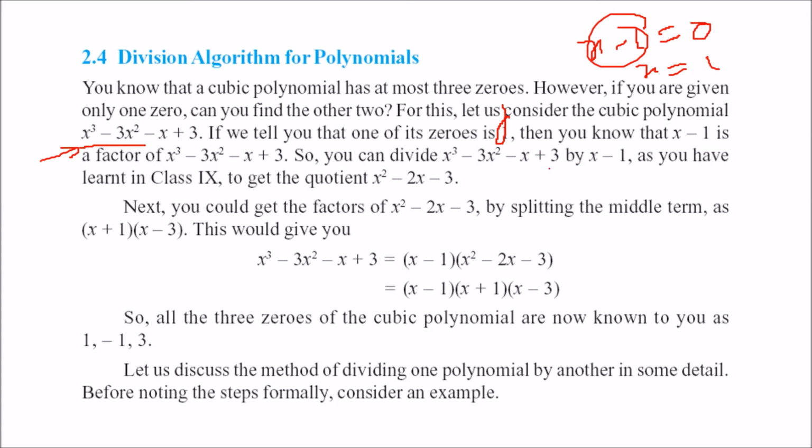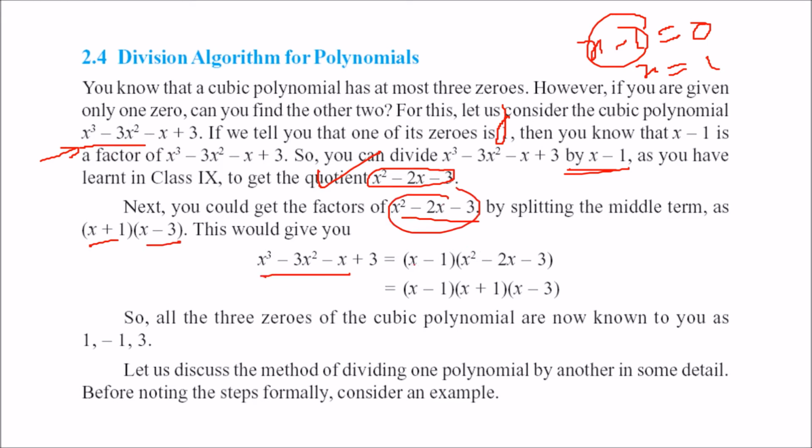Now the second one, let us divide them. If you divide x cube minus 3x square minus x plus 3 by x minus 1, you will get x square minus 2x minus 3, which is called the quotient. Now x square minus 2x minus 3 can be represented like this, x plus 1 times x minus 3. We have just factorized it.